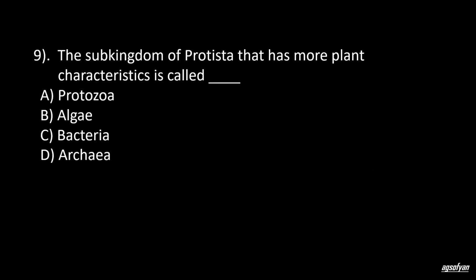The subkingdom of protists that has more plant characteristic is called protozoa, algae, bacteria, or archaea. Of course, bacteria, archaea is not protist. Okay, protist consists of protozoa and algae. Protozoa means protists that look like zoo. Zoo means animal. Okay, so that's not the answer. Okay, because the question is the protist that has more plant characteristic. This one should be the algae.